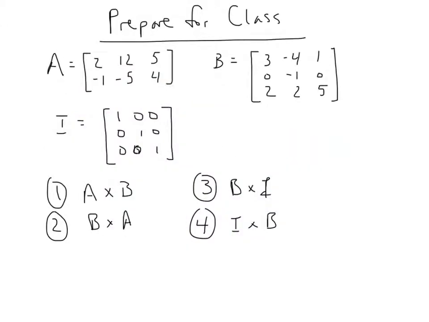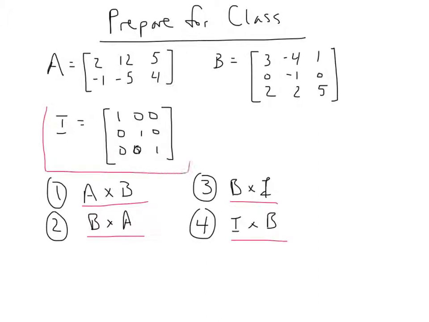So for class tomorrow, I'll ask you to calculate 4 matrix products, all using the matrices here. So I'll ask you to calculate A times B, B times A. Now one of those two matrix products might not be possible, and I'll also ask you to calculate B times I and I times B.